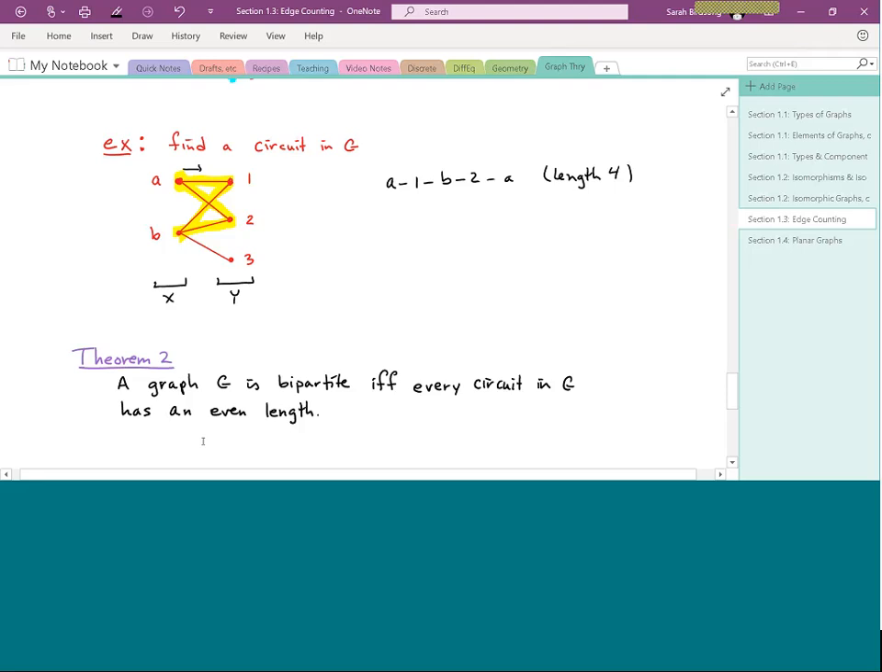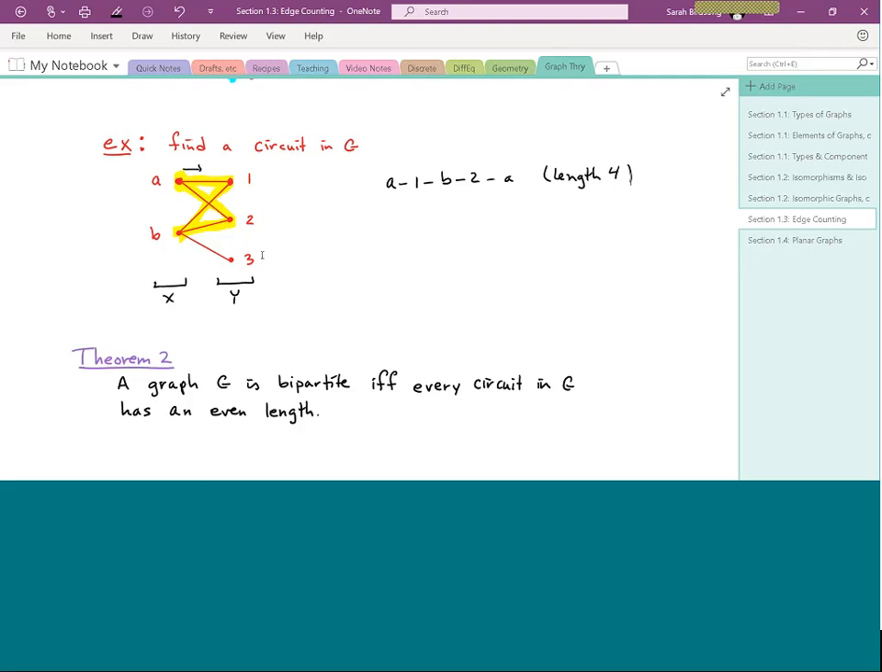So this theorem actually works in both directions. If you can find that every single circuit in your graph has even length, that gives you a bipartite graph. Not going to lie, that's not how it's normally used. Typically, how this theorem is actually used is you find a circuit in your graph and say it has an odd length. That would immediately give you what conclusion?